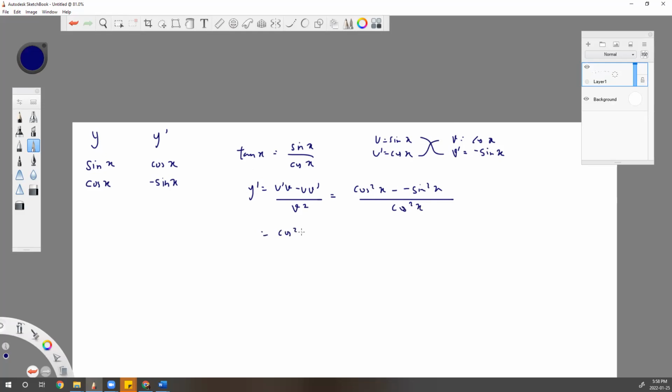Remember cos square x plus sin square x, because minus minus, over cos square x. Cos square x plus sin square x is 1, right? It's a trigonometric identity. So 1 over cos square x. 1 over cos is secant, but since it is squared, secant square x. So you don't have to memorize it, by the way, but memorization will help you a lot rather than needing to use the quotient rule.